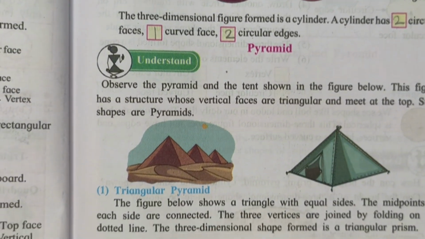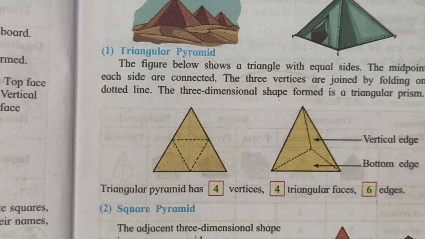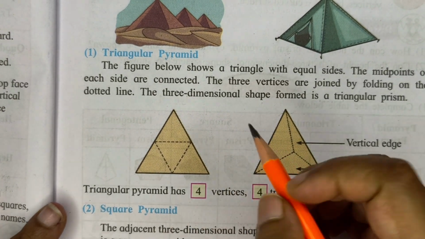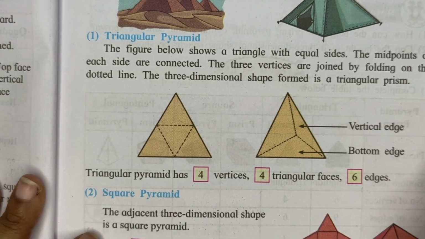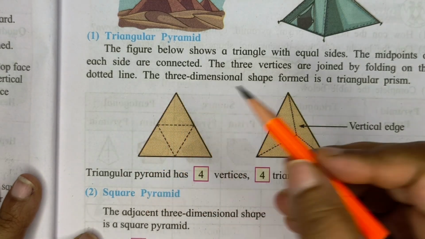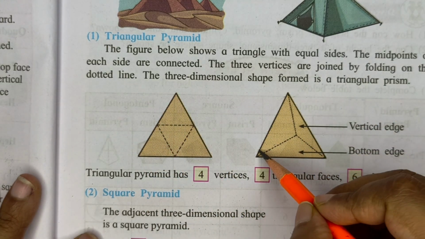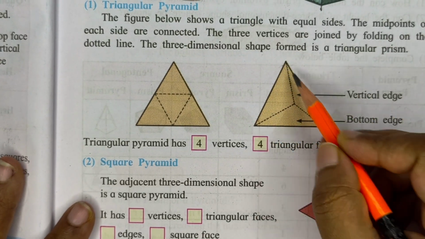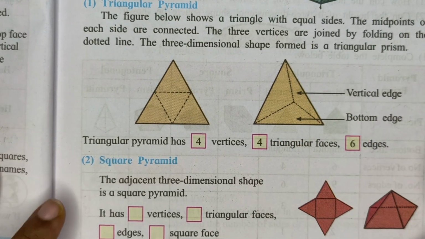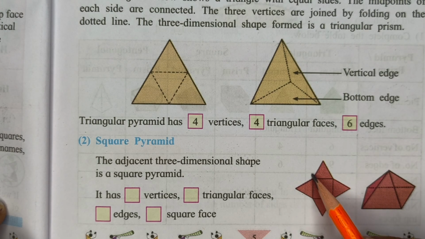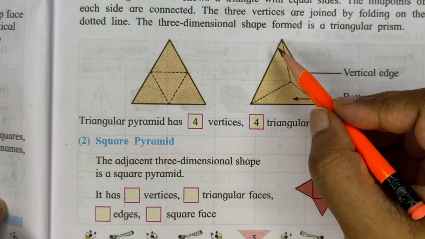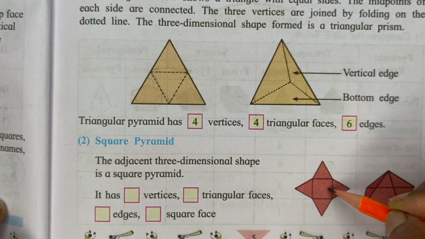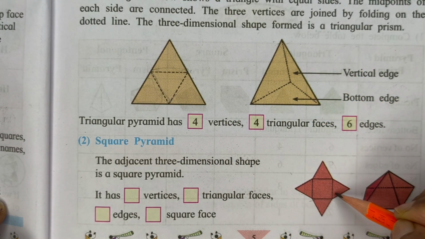Now see, next is the triangular pyramid. Let's see the triangular pyramid. We have two here. One is the triangular pyramid and the other one is a square pyramid. Understand the difference. For the triangular pyramid, the bottom is triangular in shape, and for the square pyramid, the bottom is square in shape.